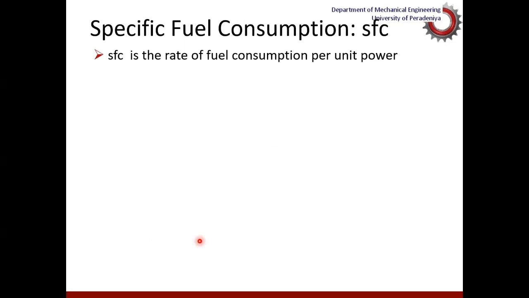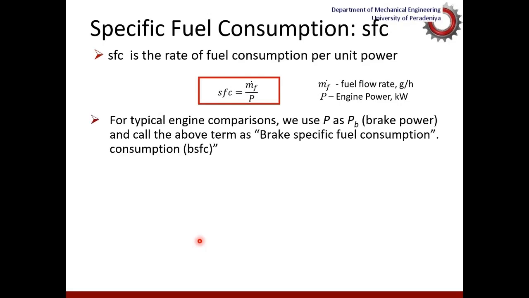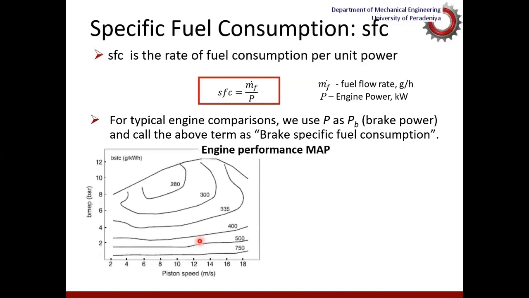Next, the specific fuel consumption. Specific fuel consumption is the fuel consumption per unit power, so the fuel flow rate required to produce one unit of power. As said earlier, depending upon what power you use, you can work out what type of specific fuel consumption you are looking for. For example, if you use brake power, that will be brake specific fuel consumption. If you use indicated power, that could be indicated specific fuel consumption.